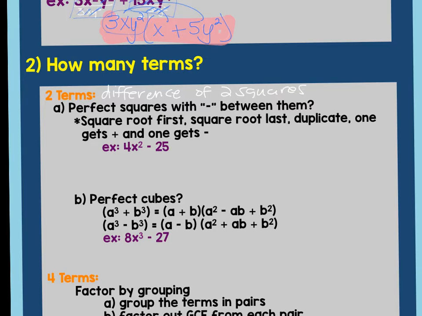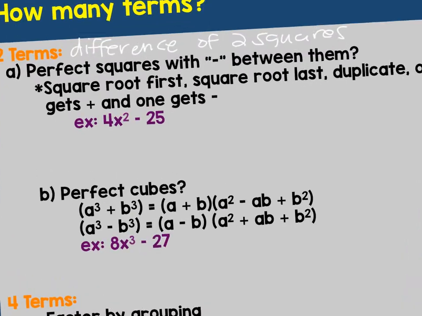Difference means what? Minus and 2 squares, right? We're looking at the difference of 2 perfect squares. If that's the case, then you square root the first term, you square root the last term, put them in the parentheses and duplicate it so that you have 2 of the exact same things, and one gets a plus and one gets a minus.